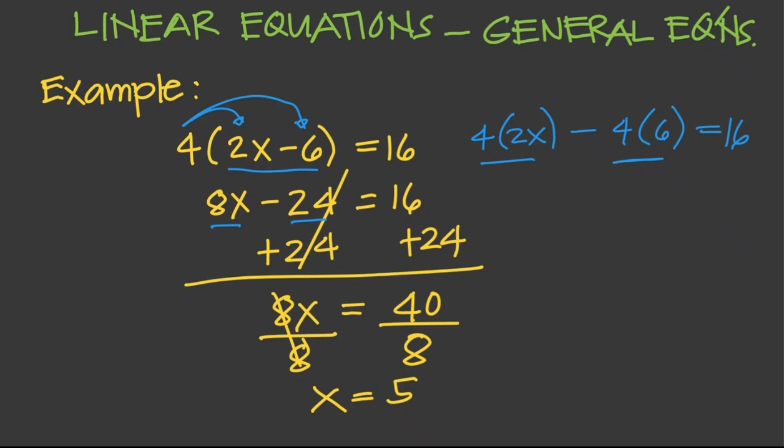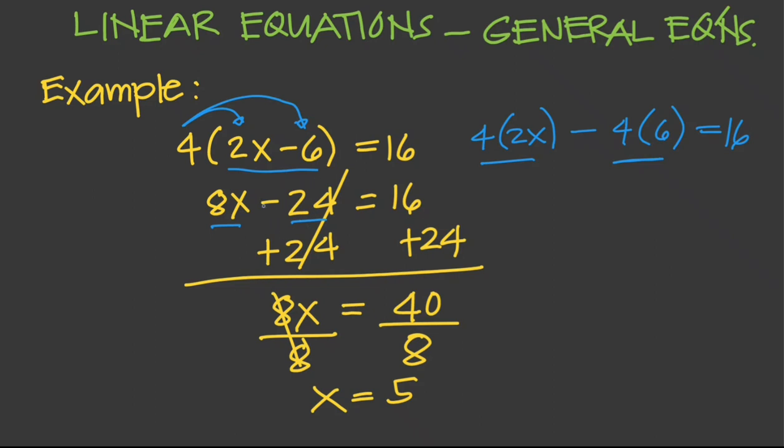Now we can solve this using the two-step equation inverse operation. So we want to get rid of the negative 24 here. So we add 24 to both sides.